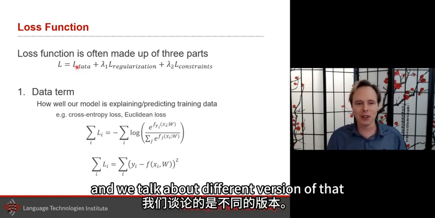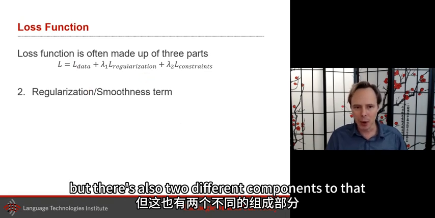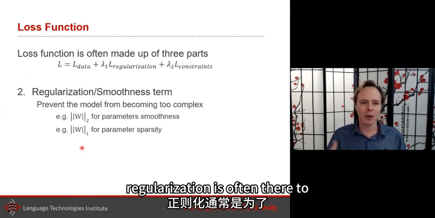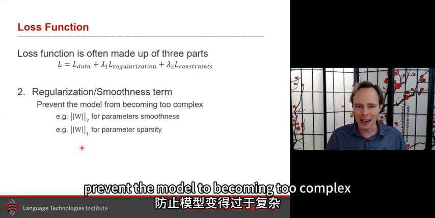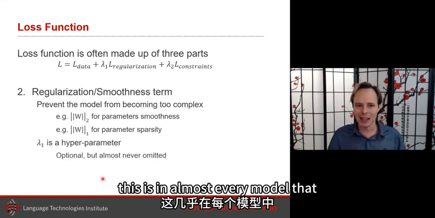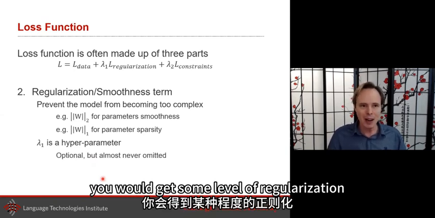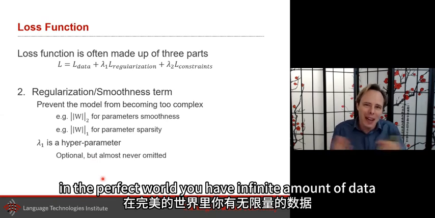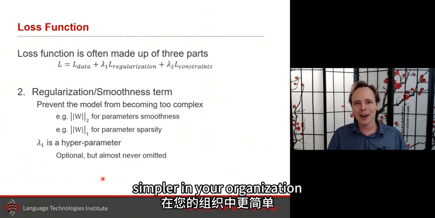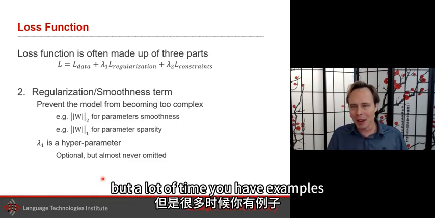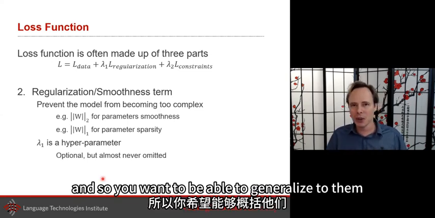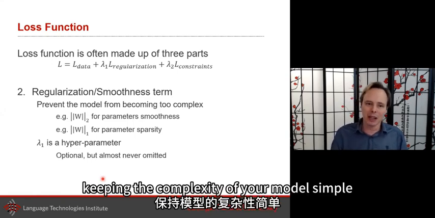But there are also two other components that can be added. One is regularization. Regularization is often there to prevent the model from becoming too complex. You will often add this regularization. It is in almost every model, primarily because in a perfect world you have an infinite amount of data, and you could be a lot simpler in your regularization. But a lot of the time you have examples that may never have been in the training set, and you want to be able to generalize to them while keeping the complexity of your model simpler.